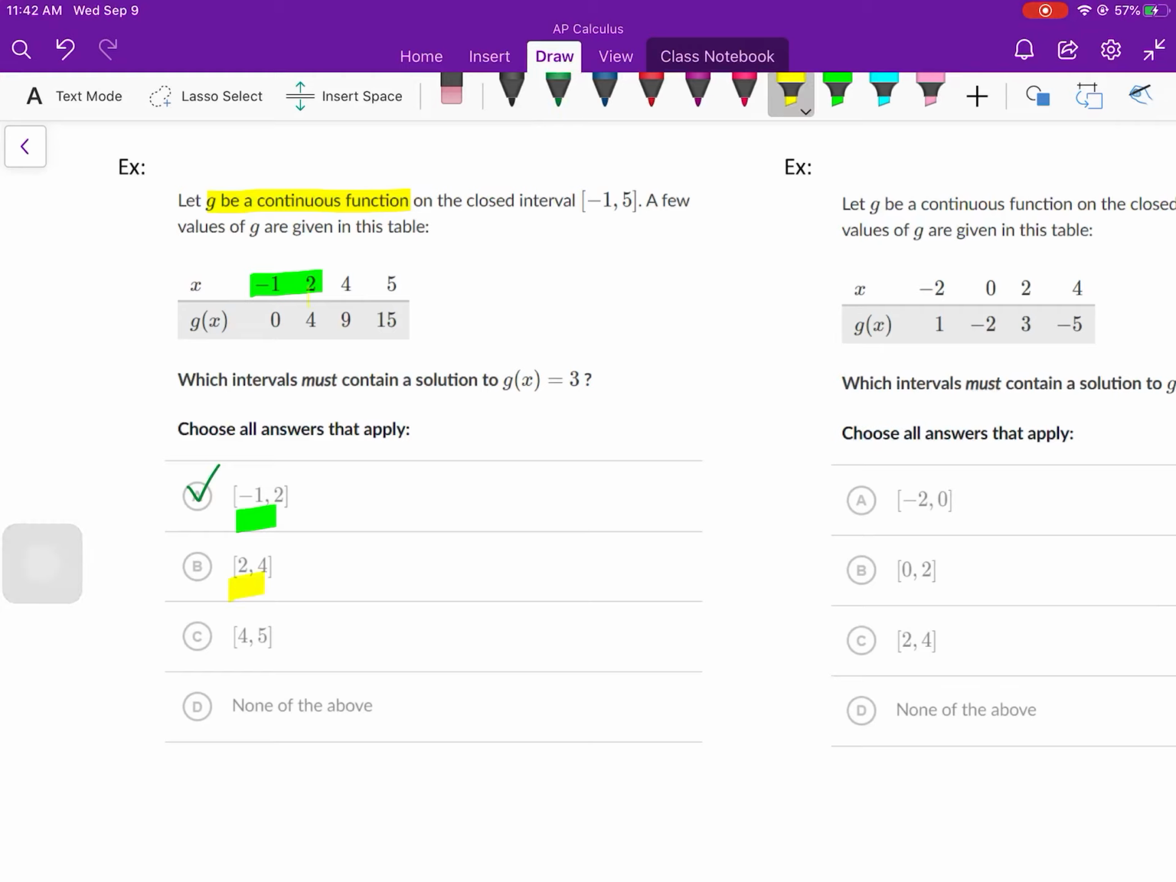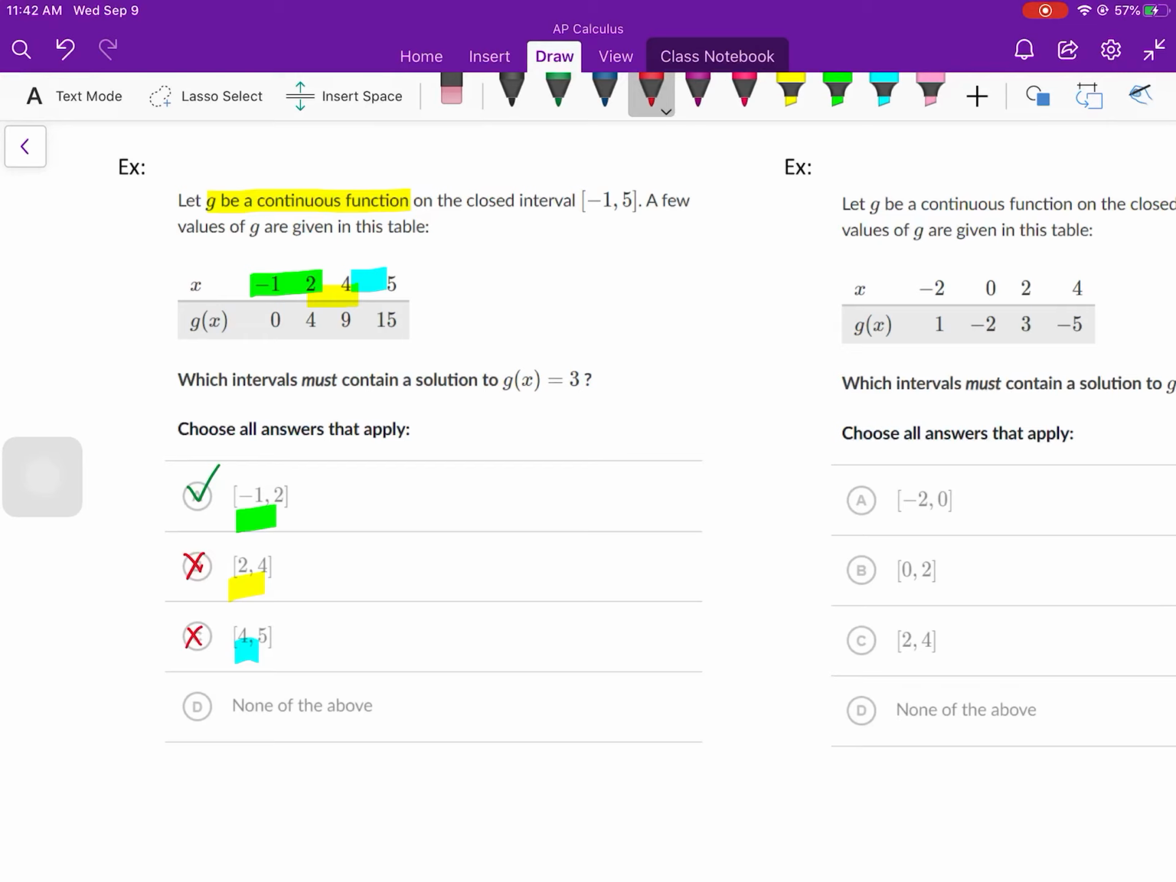What about from 2 to 4? That's going from 4 to 9. It could equal 3, meaning it starts at 4. It could dip down to 3 and go to 9, but we don't know for sure. We just know for sure that it's going to equal the values between 4 and 9, and 3 is not between 4 and 9. So we can't guarantee that that's going to happen. And then last, from 4 to 5, it's going from 9 to 15. That's going to be a low dip, which is possible, but not necessary.